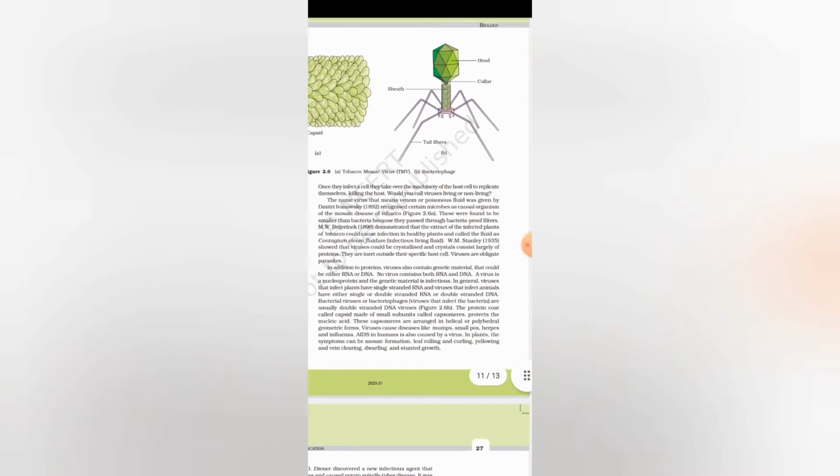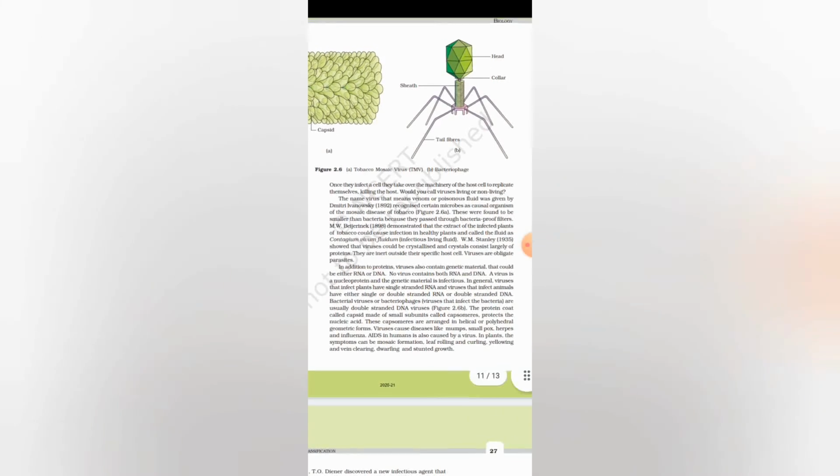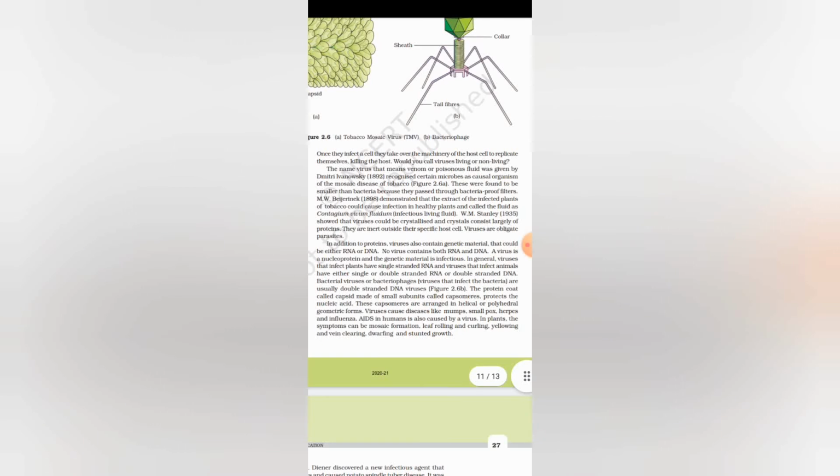Once they infect a cell, they take over the machinery of the host cell to replicate themselves, killing the host. Would you recall viruses as living or non-living? The name virus, meaning venom or poisonous fluid, was given by Dmitri Ivanovsky in 1892. He recognized certain microbes as the causal organism of the mosaic disease of tobacco (Figure 2.6a). These were found to be smaller than bacteria because they passed through a bacteria-proof filter.